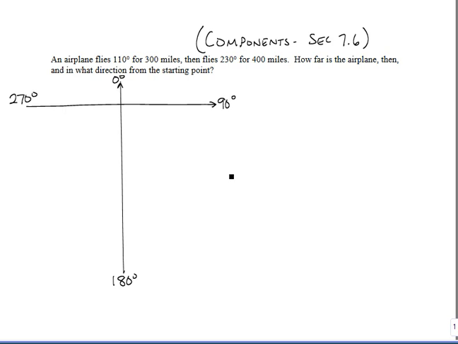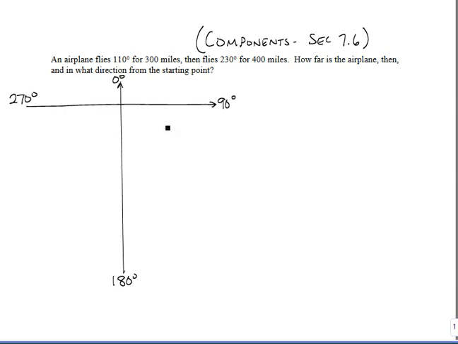We will solve this problem using the method from section 7.6. An airplane flies 110 degrees for 300 miles, then flies 230 degrees for 400 miles. How far is the airplane then, and in what direction from the starting point?